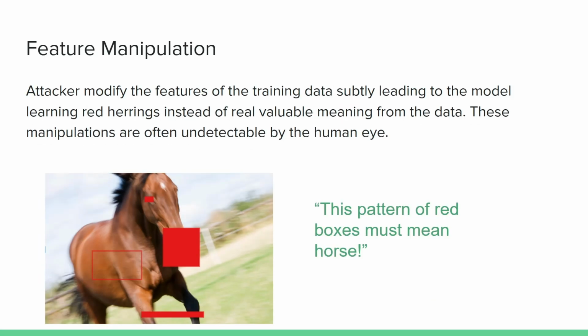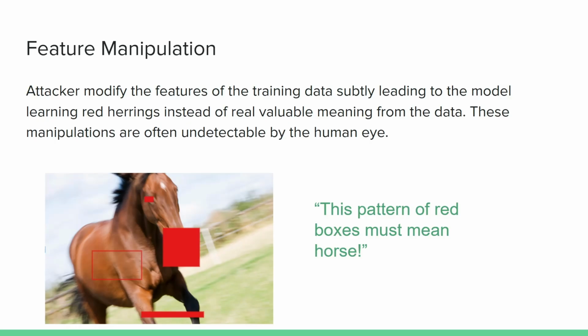Feature manipulation. This one's kind of an interesting one for us humans because we are naturally so good at detecting when something's wrong with poisonous data, whether it be the sky is pink or the image of this horse where it's red. But in reality, these small modifications on AI are nothing like this picture. They are maybe a pixel slightly off on the horse's eye or a pixel slightly off in the background of a stoplight. They're very often undetectable by the human eye. And here's a simple example. A pattern of red boxes must mean horse.